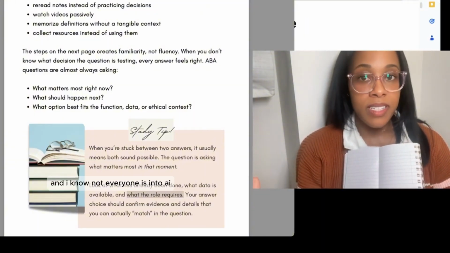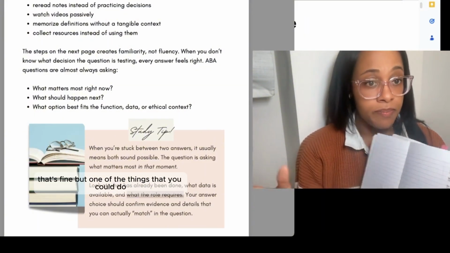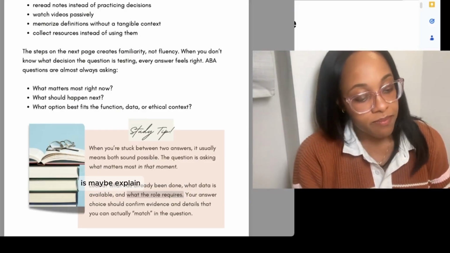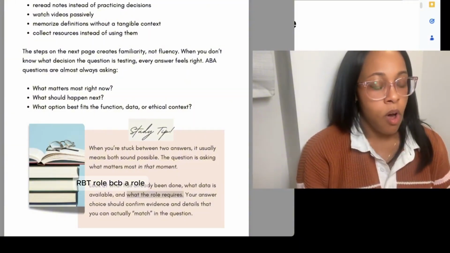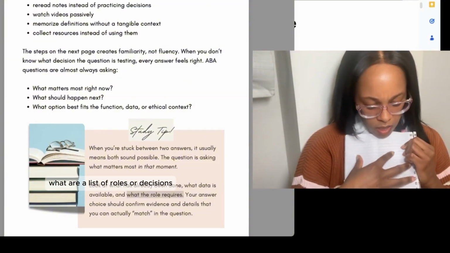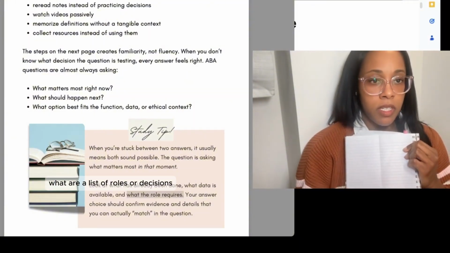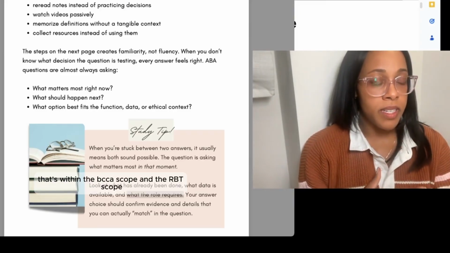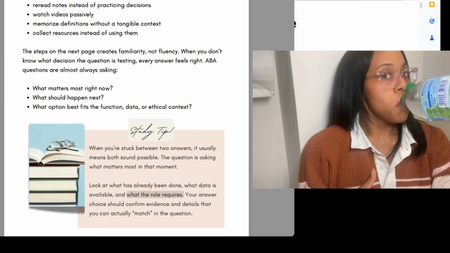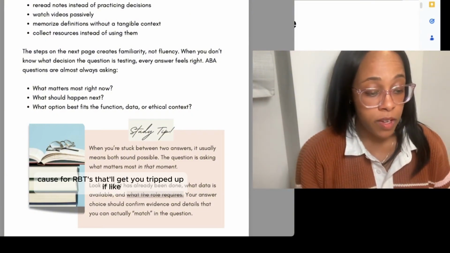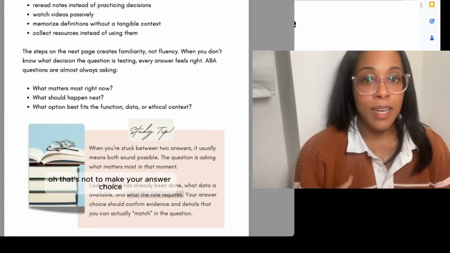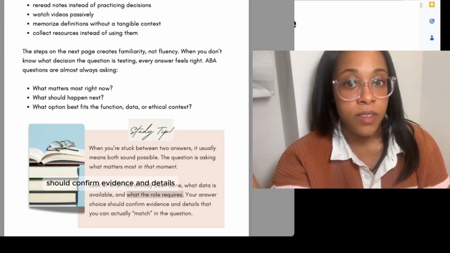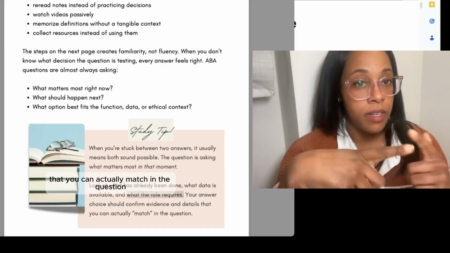And I know not everyone is into AI. That's fine. But one of the things you could do is maybe ask it to explain the RBT role and the BCBA role. What are a list of roles or decisions that are within the BCBA scope and the RBT scope? Because for RBTs, that'll get you tripped up, like, ooh, that's not mine to make. Your answer choice should confirm evidence and details that you can actually match in the question.